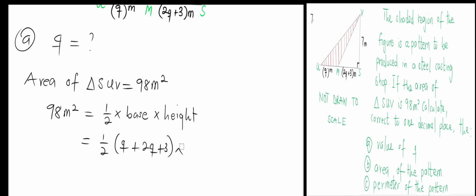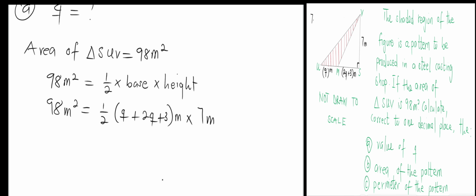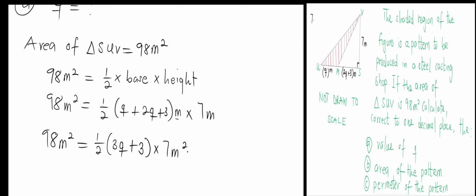So let me bring the unit over here. This one is also in meters. So times 7 meters, and that will be equal to the area of the given triangle, which is triangle SUV. So let us continue to work on it. We have 98 meters squared equal to, then simplify what we have in the bracket. Here we are going to get 3Q plus 3, then multiplying 7, where we have meter multiplying meter, so we are going to get square meter. All right, good.